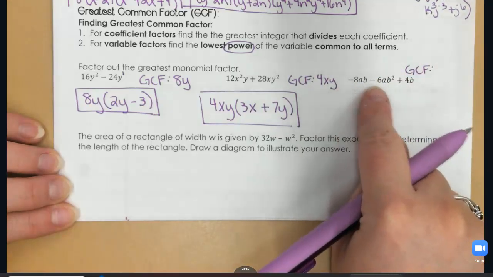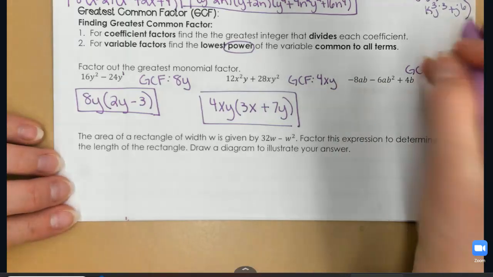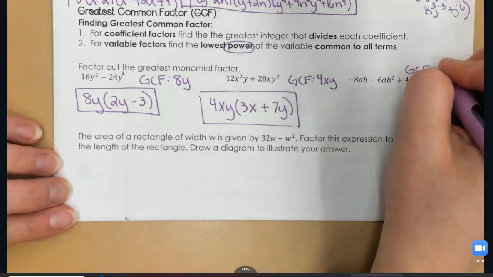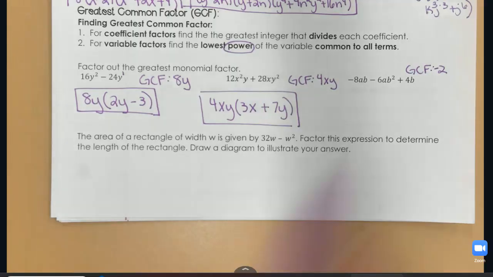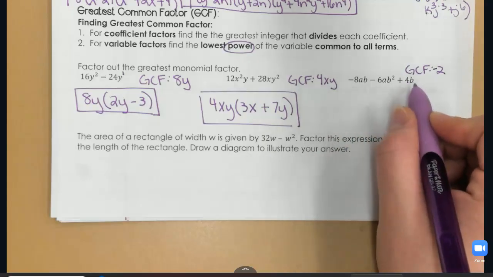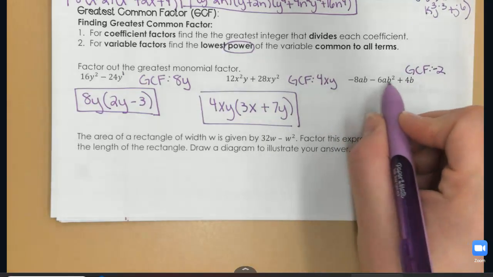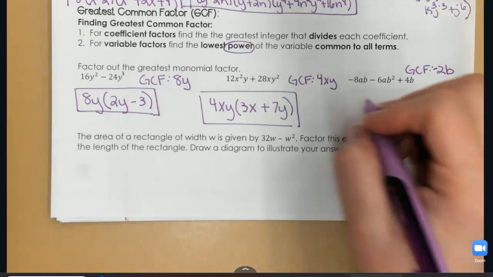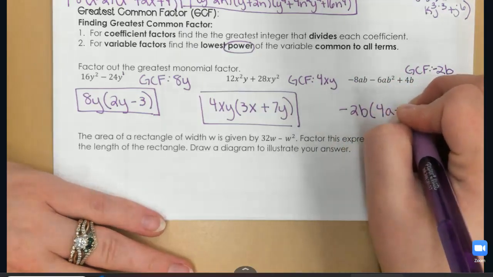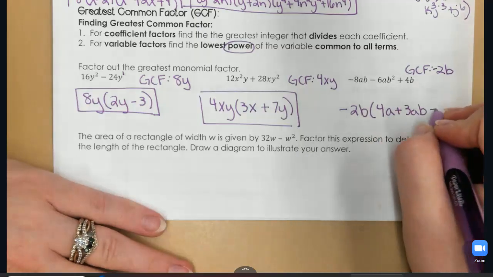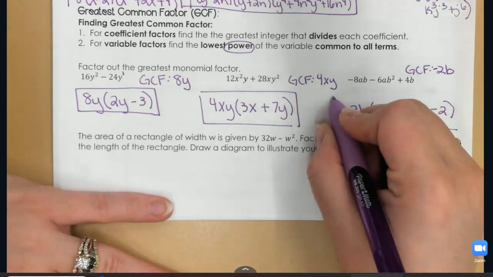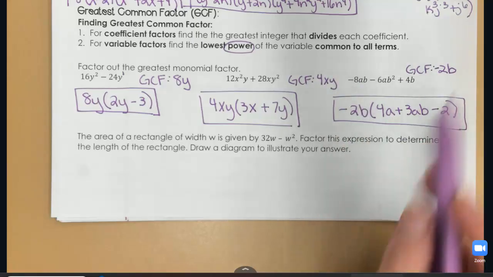I have negative 8, negative 6, and 4. So between 8, 6, and 4, I know I can take out a 2. And when your leading coefficient is negative, I'm going to recommend that you factor out a negative as well to turn it positive. So I'm going to factor out a negative 2. And now if I'm looking at my three terms, they do not all have an a. This last one does not have a, so I can't factor it out. But they do all have a b, and the lowest power is b to the 1. So I'm going to be able to take out a negative 2b, and that will leave me with 4a plus 3ab minus 2. And again, you can distribute that back out to make sure that when you multiply negative 2b by all three of those terms, you would get what you started with.